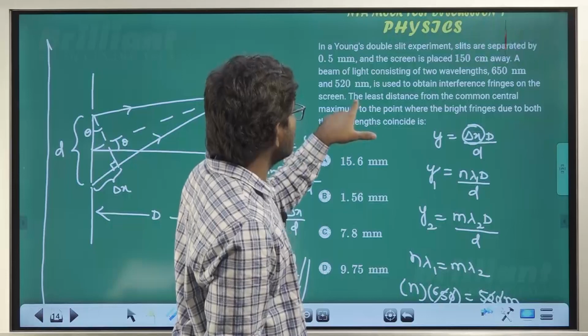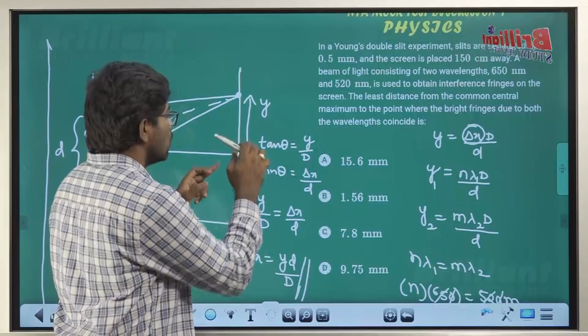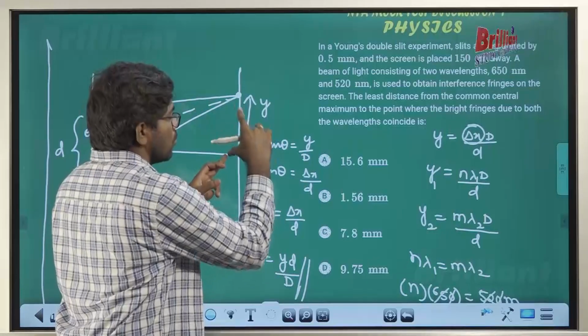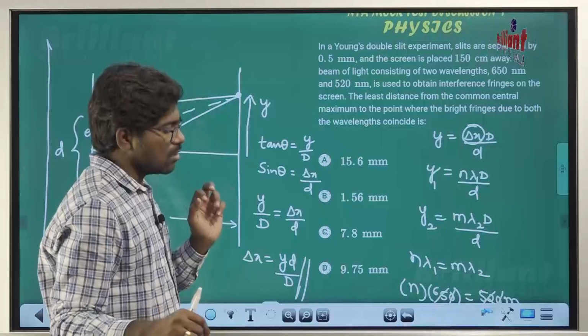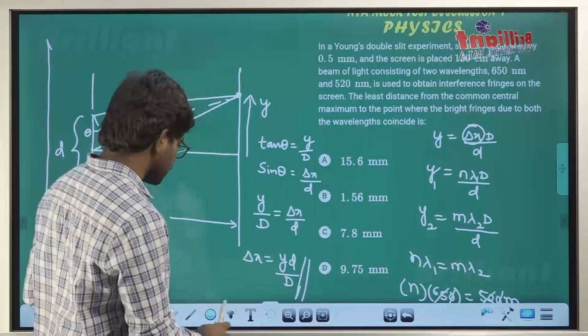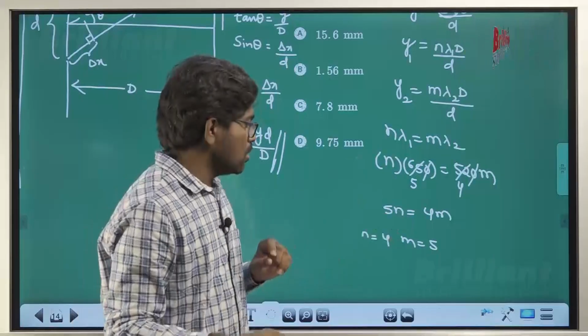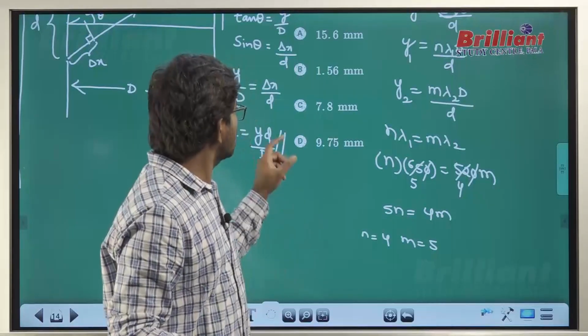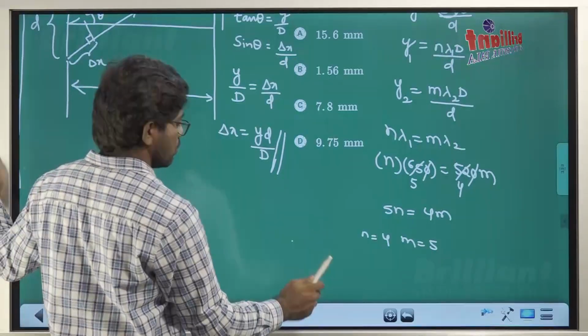Okay, the least distance from the common central maxima, from here, what could be the minimum distance? If you want the minimum, then you have to take the minimum values of n and m. That will be 5 and 4. Yes or no? 4 and 5. Now, what is the value of y? Calculate the y value.